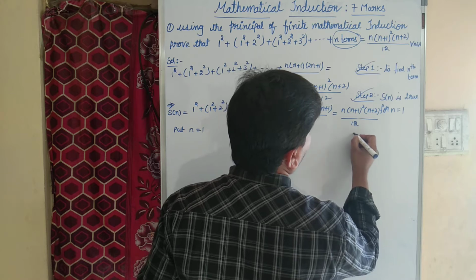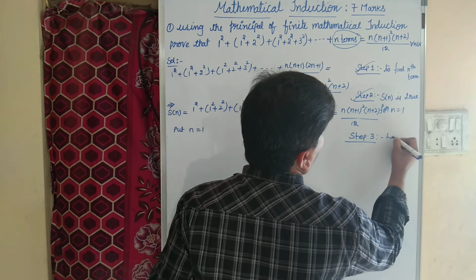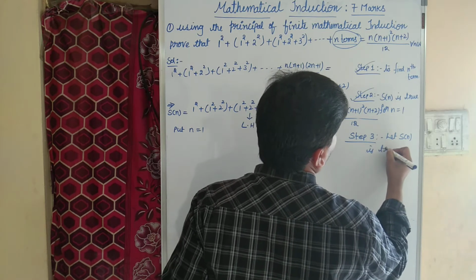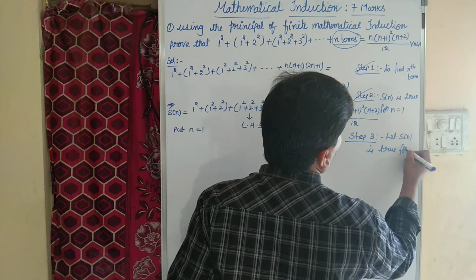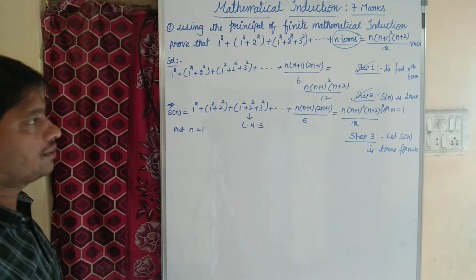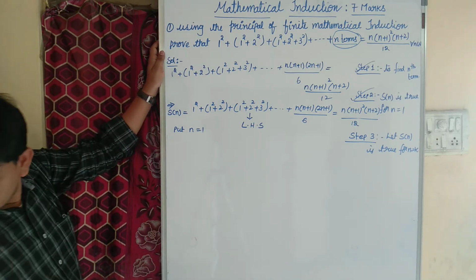Now coming to step 3. Let S of n be true for n equal to k. What is our third step? Let S of n be true for n equal to k, right?